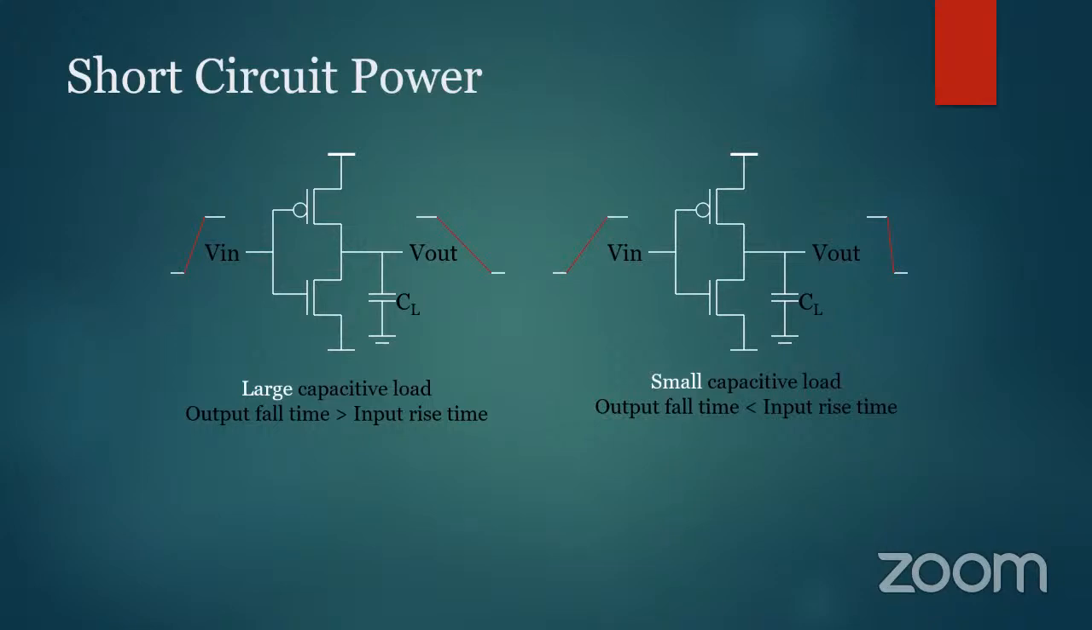Right now, just remember that short circuit power is caused by the direct path between VDD and the ground due to the switching activity transitions. At one moment, both the PMOS and the NMOS are on. When there is a large capacitive load, the short circuit current is minimum. And when a small capacitive load is there, the short circuit component is maximum.